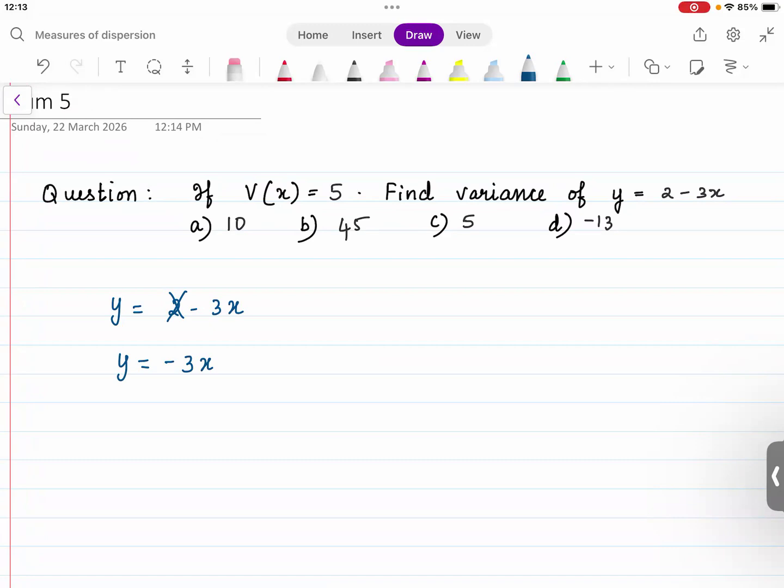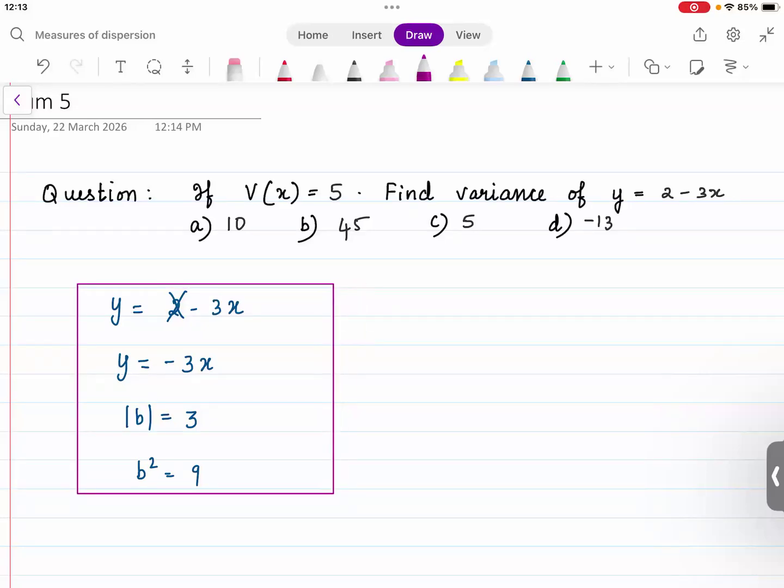Now what is modulus b? Modulus b is the coefficient of x without taking sign into consideration. So modulus b is equal to 3 here. So can you recall the formula relating variance of y and variance of x? So variance of y is equal to b square into variance of x. So here we need to find b square. What is b square? B square is equal to 9.